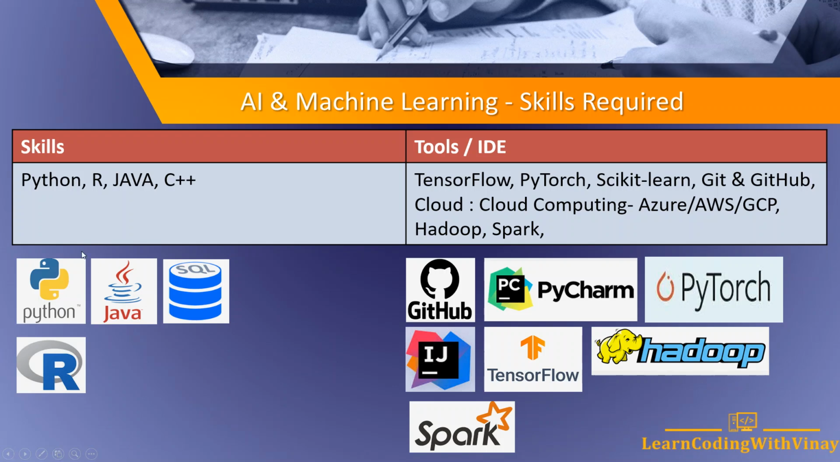Now, what are these few tools? Let's understand. For example, Spark. Spark is designed for big data workloads. Apache Spark is an open source distributed processing system used for big data workloads. It utilizes in-memory caching and optimized query execution. PyTorch is a deep learning framework. Scikit-learn is a Python library that is widely used in machine learning. So these are some of the tool details.